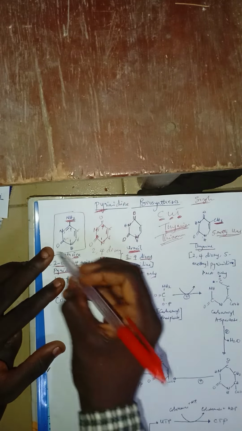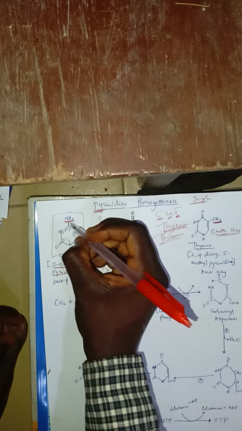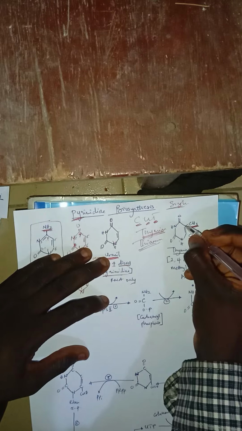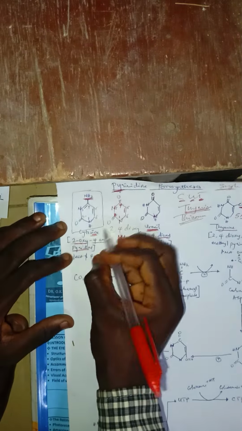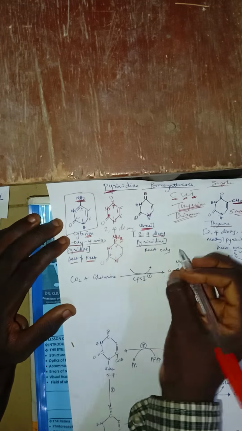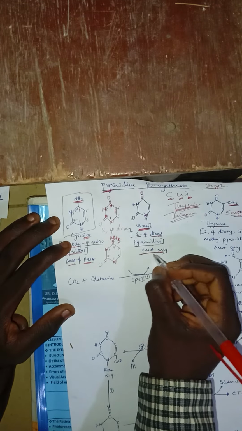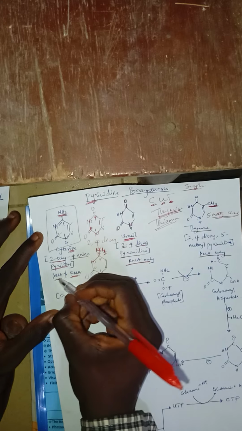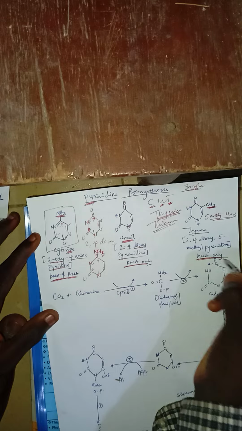I said start with uracil. Once you've gotten your uracil, if you want to get cytosine, add an amino group at carbon 4. If you want to get thymine, add a methyl group at carbon 5. Very simple. Just to add, cytosine is found in DNA and RNA. Uracil is found only in RNA, while thymine is found only in DNA. So, cytosine in both RNA and DNA, uracil only RNA, thymine only DNA.